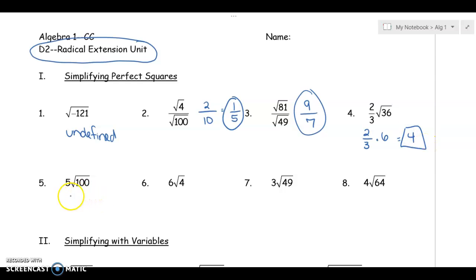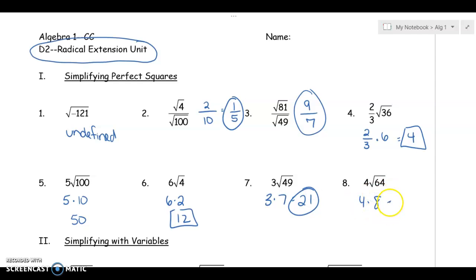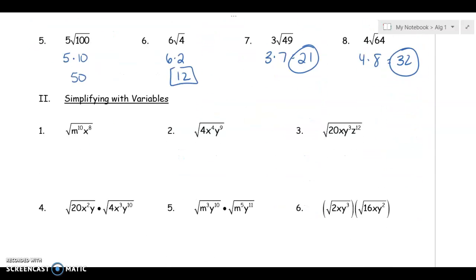So being on the lookout for perfect squares, it's a lot quicker than having to do a factor tree for every single one of these numbers. Square root of 100 is 10, so 5 times 10, you're going to get 50. 6 times the square root of 4, which is 2. 6 times 2, you're going to get 12. 3 times square root of 49, which is 7. You get 3 times 7, you get 21. And then 4 times 8, because square root of 64 is 8, you get 32. All right, so nice and easy when it comes to perfect squares.